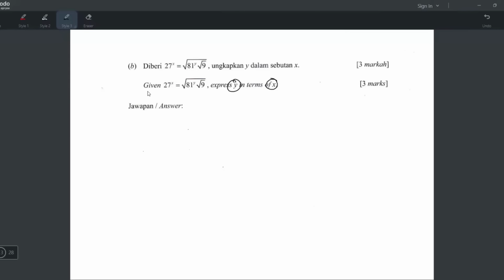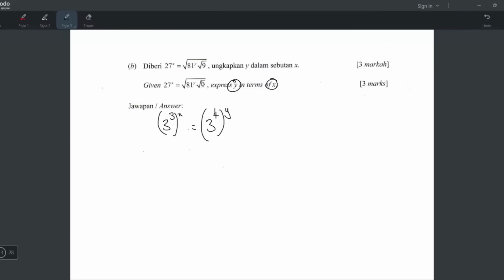So 27, can you change to a smaller base? Yes, it can change to base 3. It's 3 power 3, right? But there is a power x here, so you have to write a bracket and then x like that. Okay, 81, can you change to a smaller base? Yes, it can change to base 9. 9 power 2 is 81. But I want the smallest base, so it should be base 3 power 4, then it's correct. But there's a y here. It's okay, just put a bracket y like that.